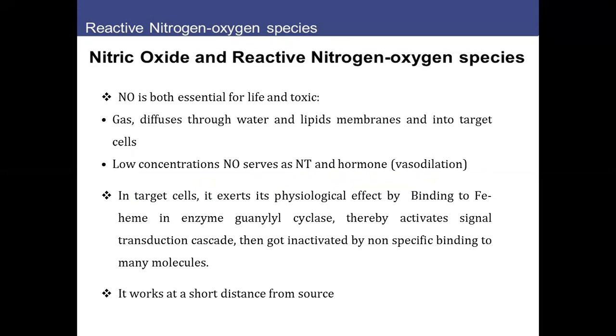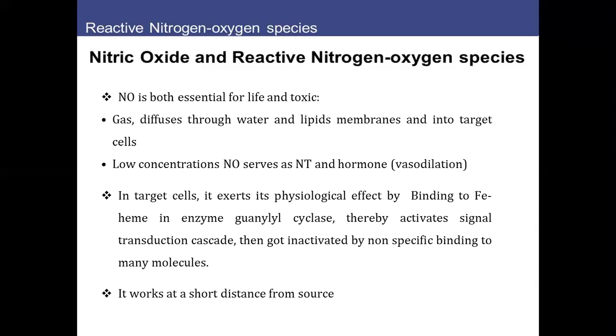At low concentrations, nitric oxide acts as a neurotransmitter and a hormone that causes vasodilation of the heart. It increases the diameter of the blood vessels and thus lowers the blood pressure. But at high concentration, that's when nitric oxide becomes a problem because it combines with oxygen or superoxide to form the reactive nitrogen oxygen species, which are involved in several diseases.